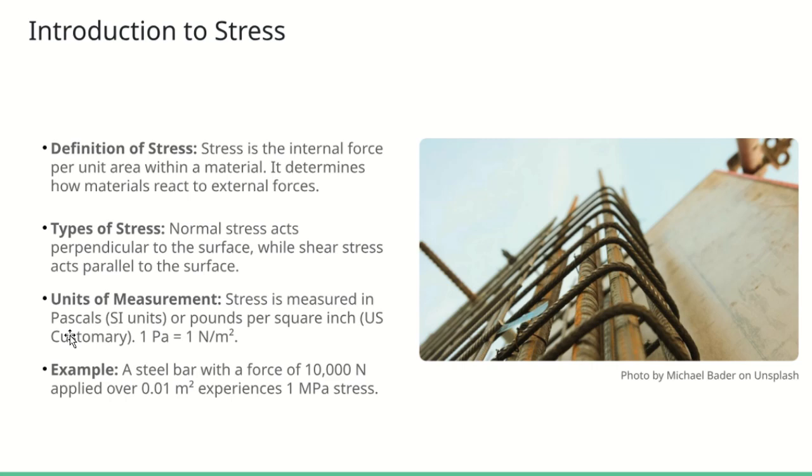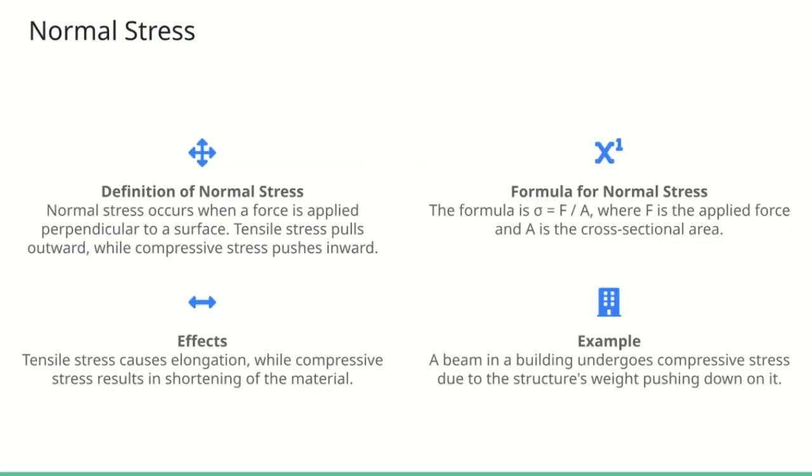The unit of measurement is the Pascal in SI units and pounds per square inch in US units. 1 Pascal equals 1 Newton per square meter. For example, a steel bar with a force of 10,000 Newtons over 0.01 square meters experiences 1 megapascal of stress, because when you divide using the formula, you get this value of 1 megapascal.